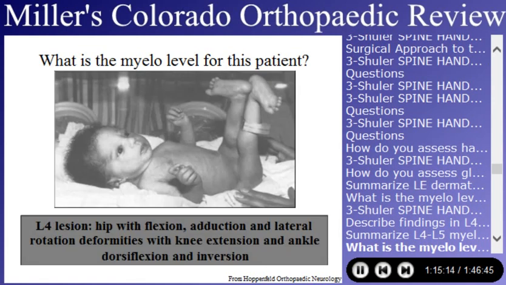So what is the myeloid level for this patient? You can look at it now and just nail it. You got hip flexion, knee extension, you're now dorsiflexing the foot and inverting it, L4. Okay? So use that book to help you out, and it makes it real quick to get all the levels down.